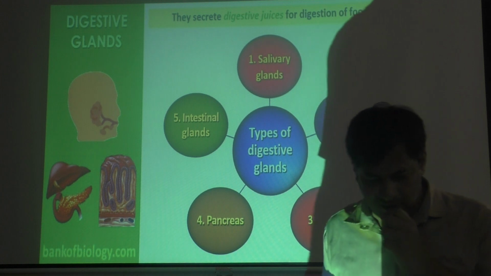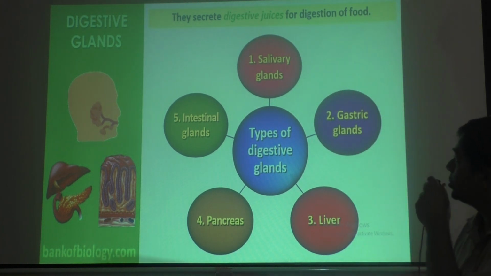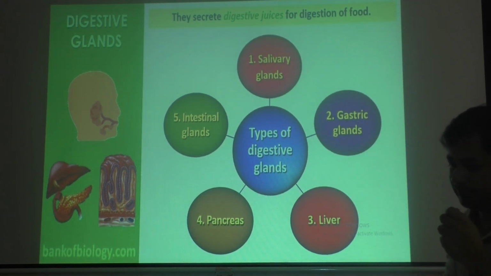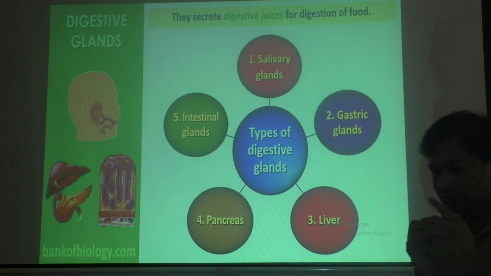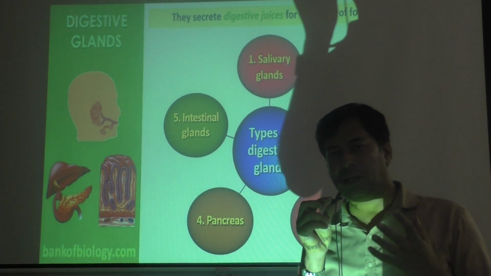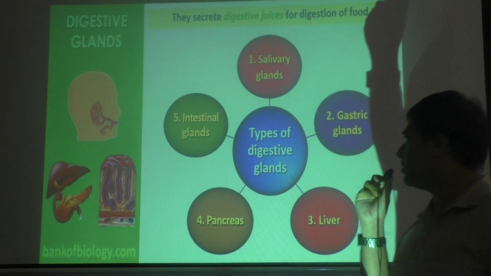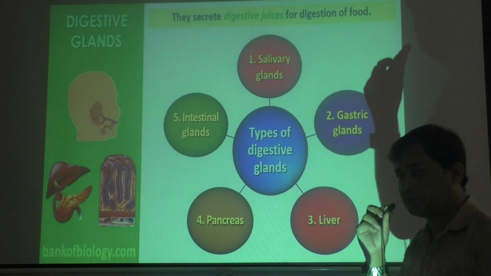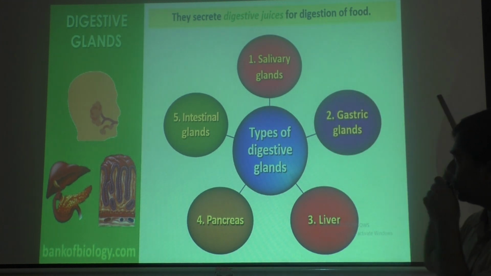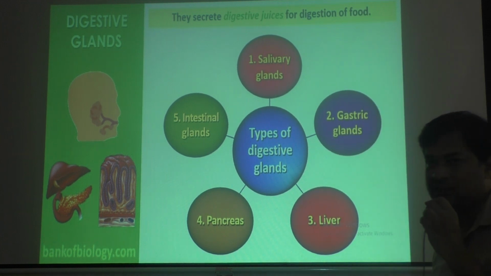So you can see these are the glands which are required for the digestion process. They secrete digestive juices for digestion of food, because food will be digested only when some digestive juices mix with the food. For that, the digestive juices will be produced by these glands. These are the types of digestive glands. You can see there are 5 glands which are important, required for digestion.